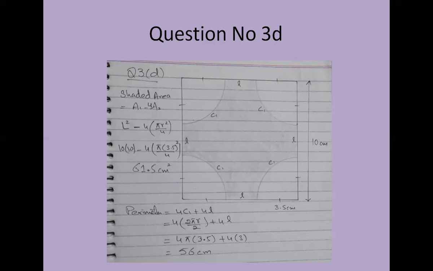So A1 minus 4 times A2, L square minus 4 into pi r squared divided by 4, and 10 into 10 minus 4 into pi into 3.5 squared divided by 4 equals 2. And that will give you 61.5 centimeter square. So this is how you find the shaded area.